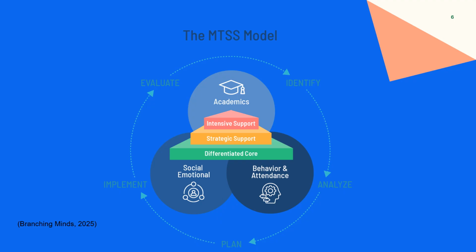It's important to note the size of these tiers. Our green triangle, or differentiated core tier 1 instruction, is much larger, meaning it should hold the vast majority of our students. The strategic support triangle is much smaller, meeting the needs of those that the tier below did not meet. And our intensive support triangle is the smallest of all, meeting the needs of our most intense students.